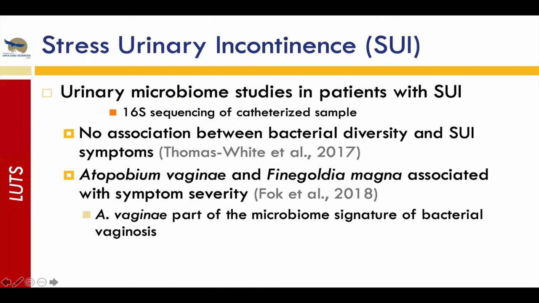Stress urinary incontinence is thought of as more of an anatomic structural issue. So not surprisingly, in studies, they haven't found a strong association between bacterial diversity and stress urinary incontinence symptoms. But there were a couple of bacteria associated with symptom severity. And again, it may represent a bit of a mixed urinary incontinence picture, or something else is going on. Don't really know.